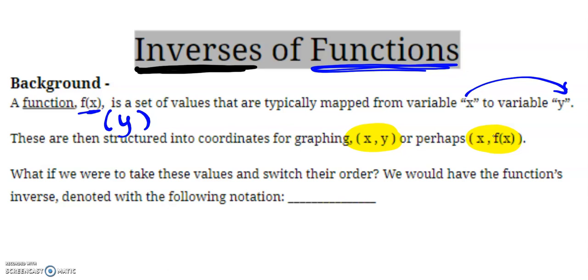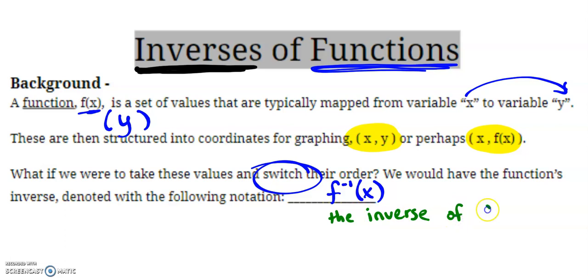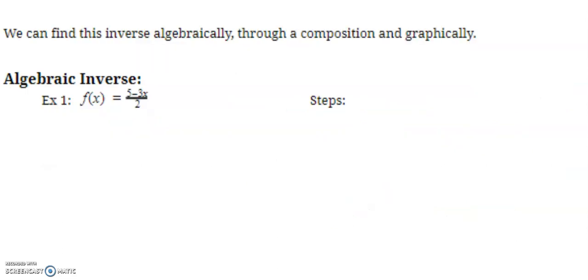So, how do we find the inverse of a function? Well, if we were to take these values and switch their order, we would have the function's inverse. And that notation is denoted by this, f with the little -1 of x, standing for the inverse of f of x. So once we put this little bitty -1 symbol up here, now we are talking about the inverse of the original function we were talking about.